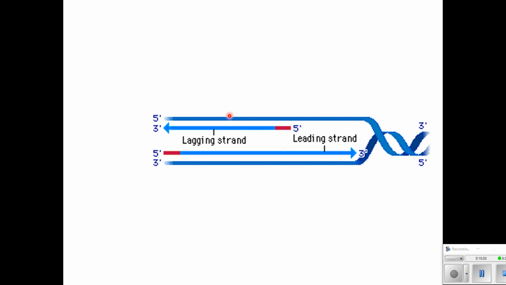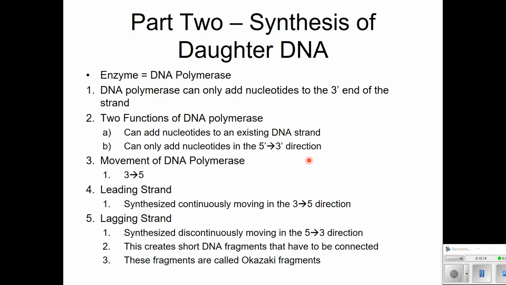One is made in pieces and has to be sewn or bonded together. The other is made continuously and does not need to be bonded together after the fact. Let's watch that one more time.